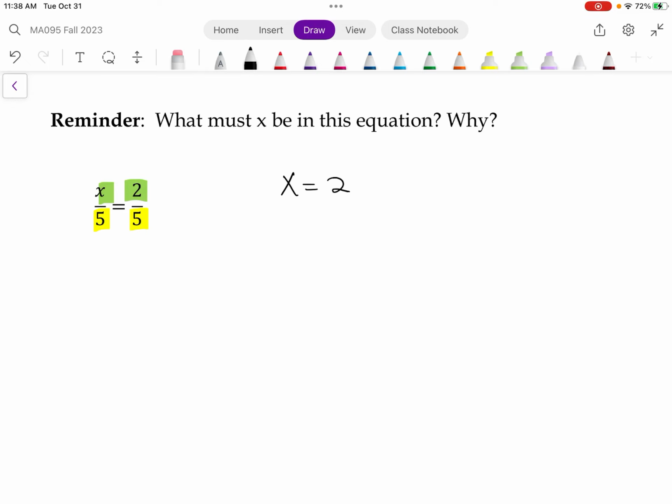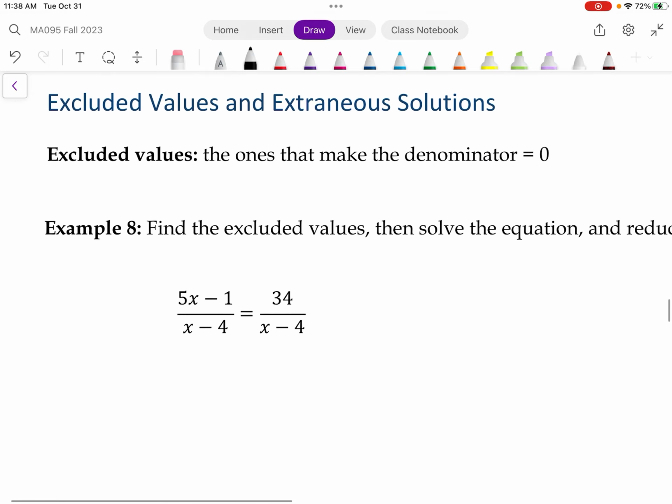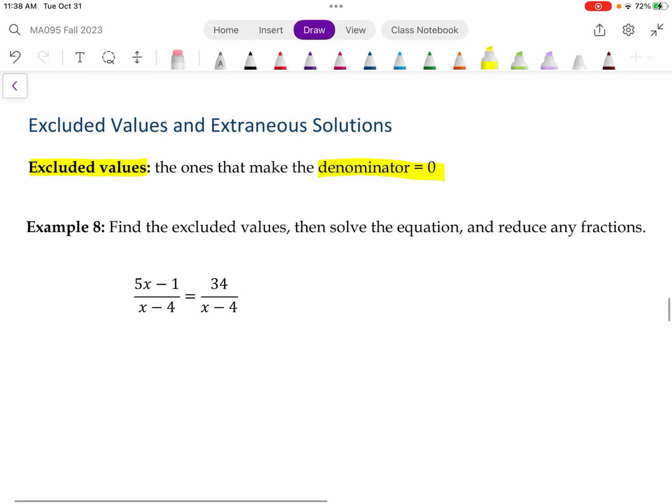All right, so let's talk about excluded values and extraneous solutions. So excluded values are the ones that make the denominator equal to 0. Sometimes we're going to get some answers and we have to look back and go, ooh, no, it can't be that, because it would make the denominator 0. So that's not a possible answer. So we're going to find the excluded values and then we're going to solve the equation and reduce any fractions. Those are the steps here to this one.